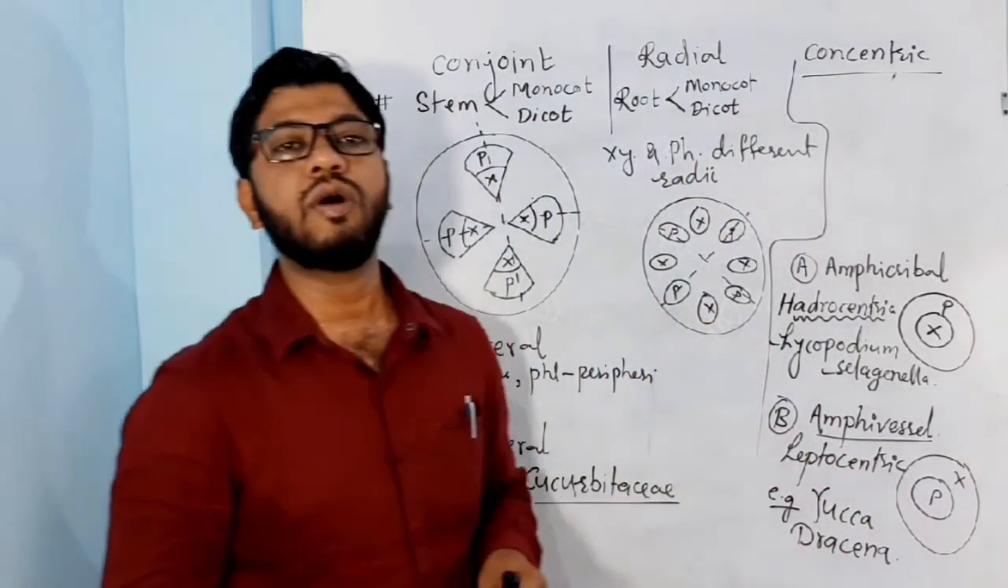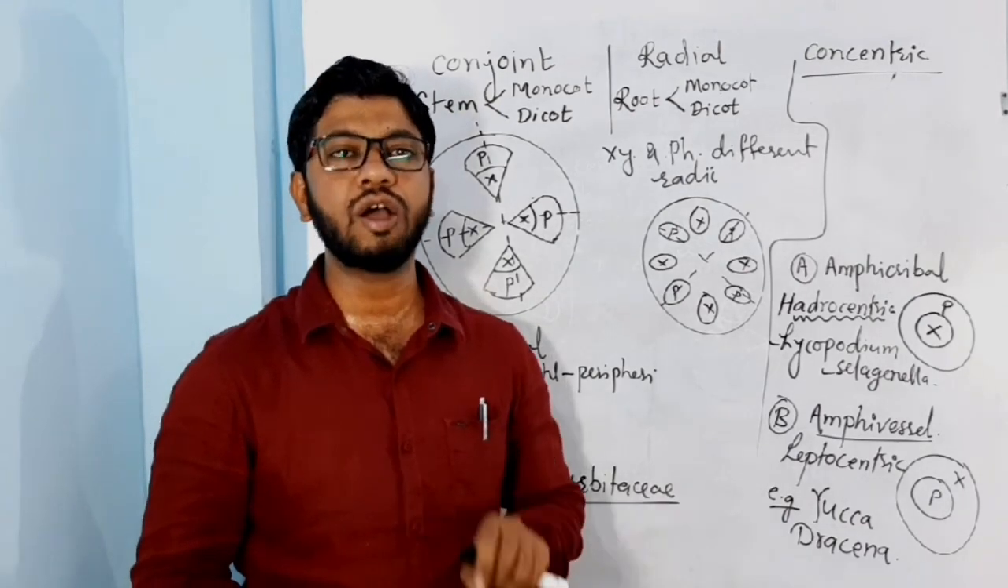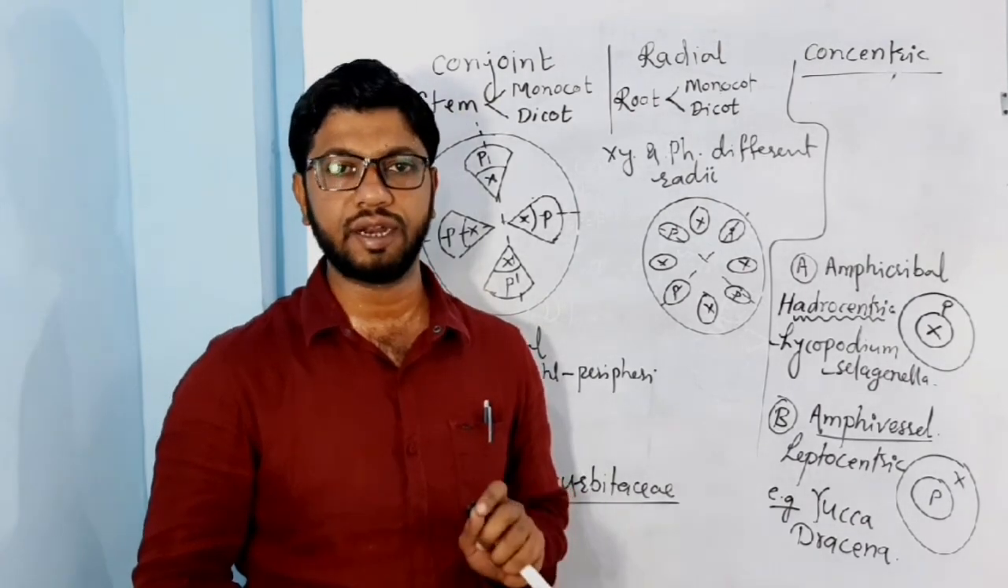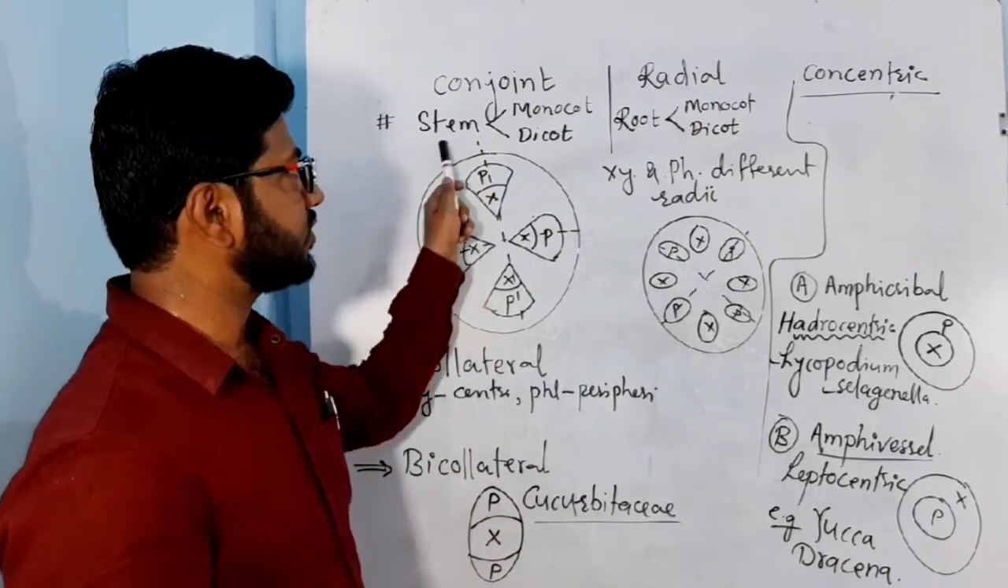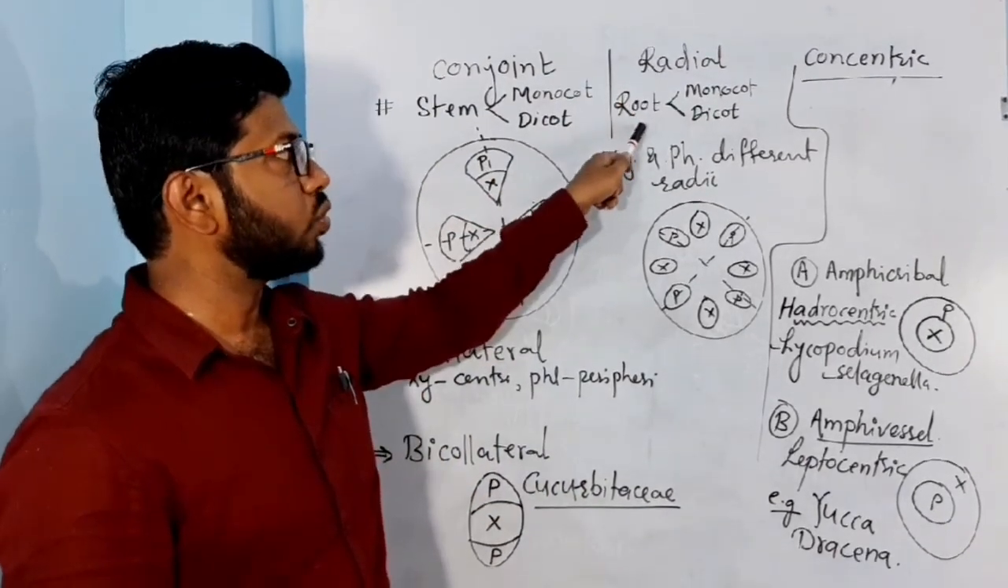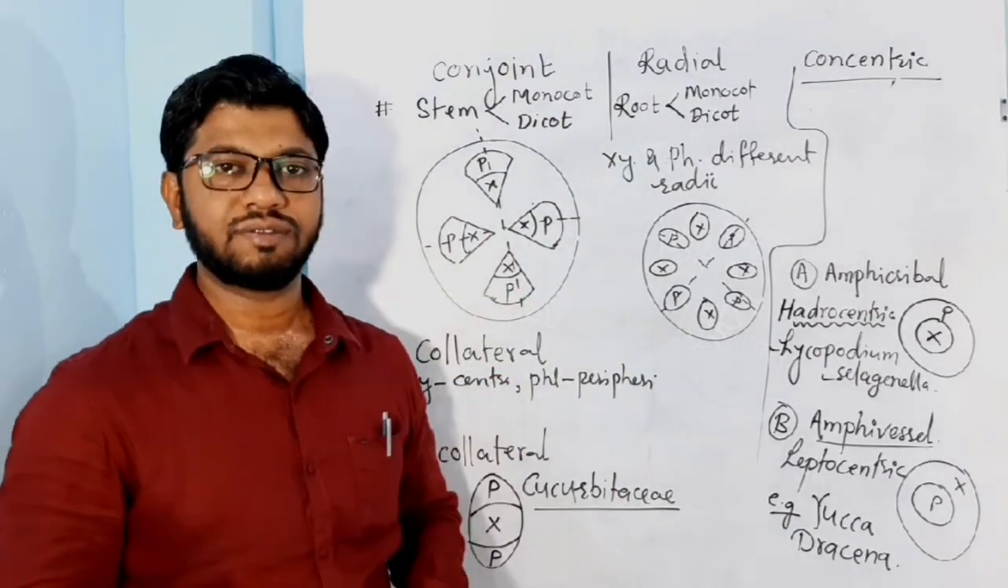So these are all about the types of vascular bundle on the basis of area occupied, means diameter occupied. There are three types: conjoint in the stem, radial in the root, and concentric, having two different types.